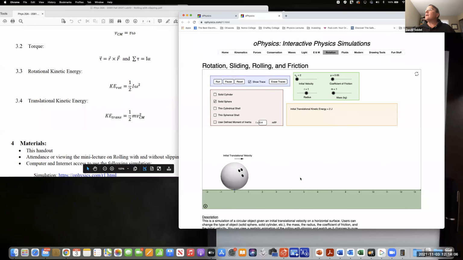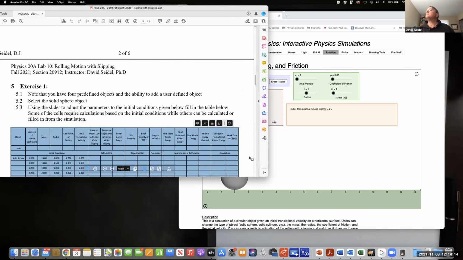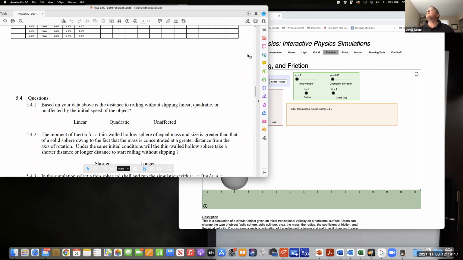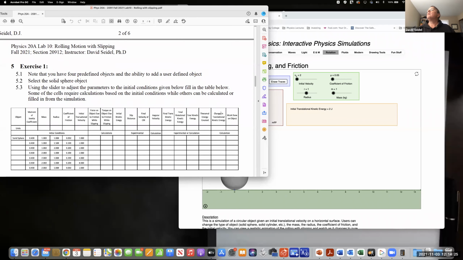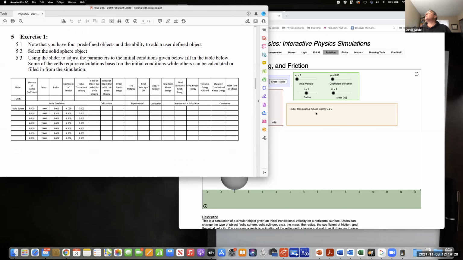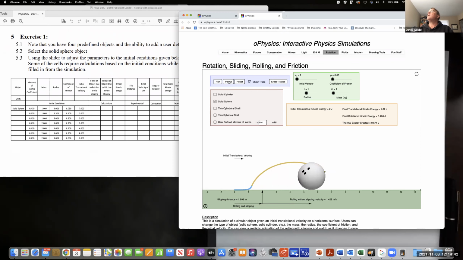Okay, so you can calculate them. It's also true that this gives you the initial translational kinetic energy. The slip distance you're going to find experimentally. Slip distance was 1.999 meters.